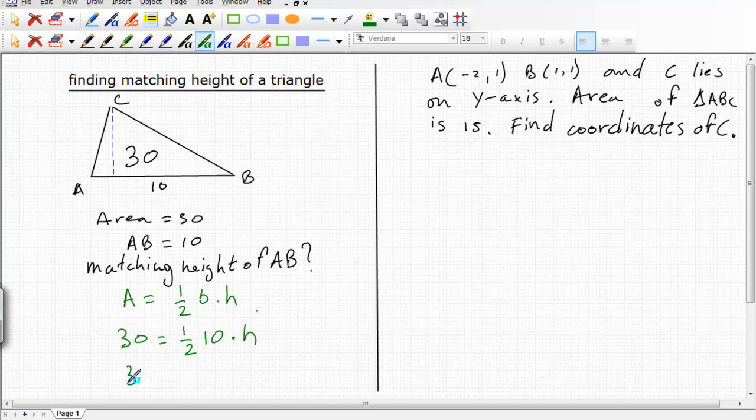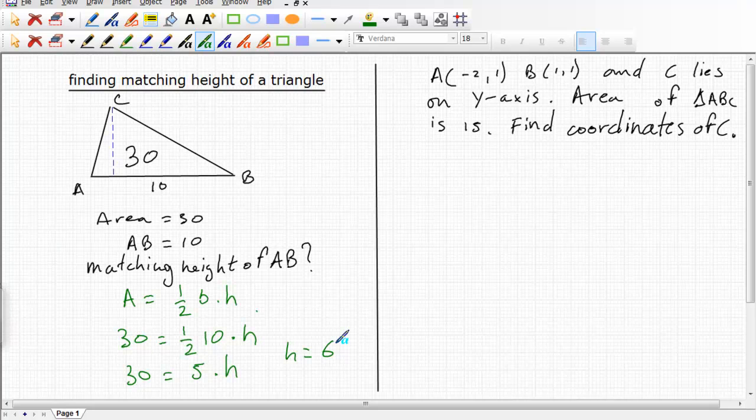And then we have 30 is equal to 5 times h. So you're looking for a number that when you multiply it by 5 you get 30. That number is, of course, h is equal to 6, because 6 times 5 is equal to 30. And that's how you do that.